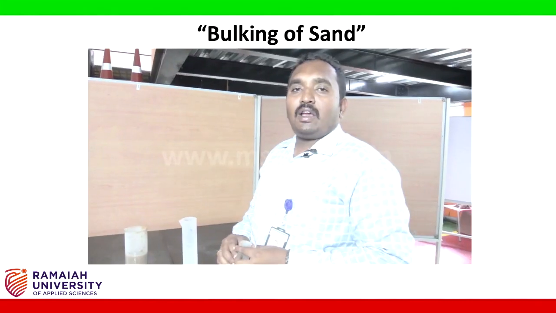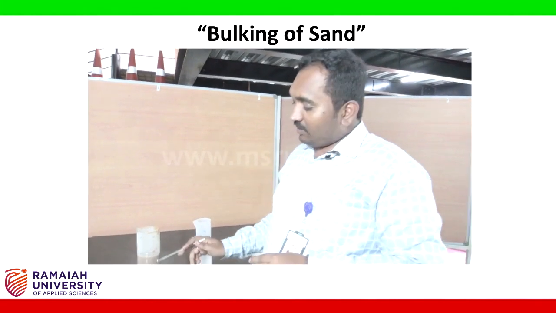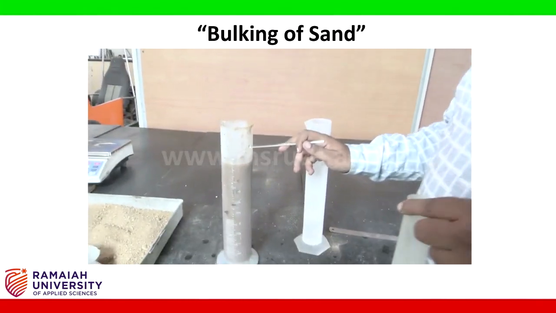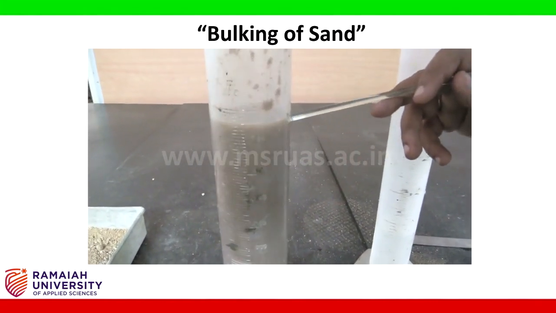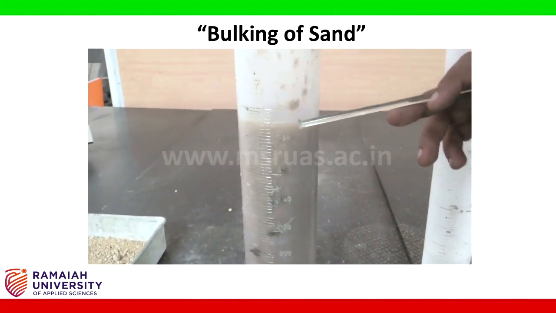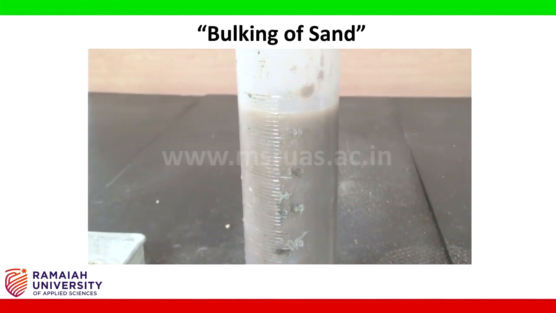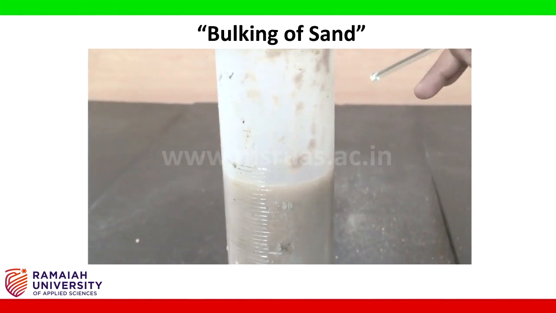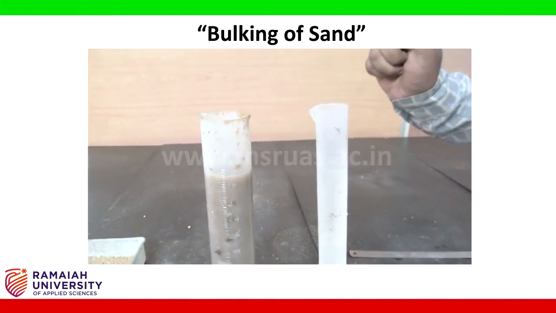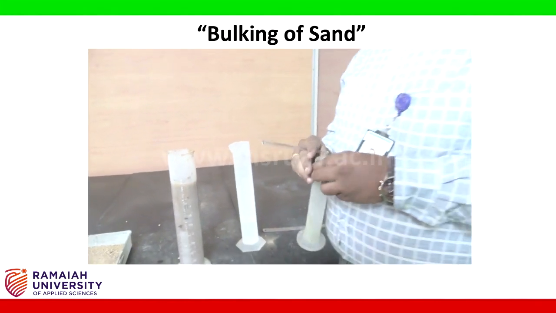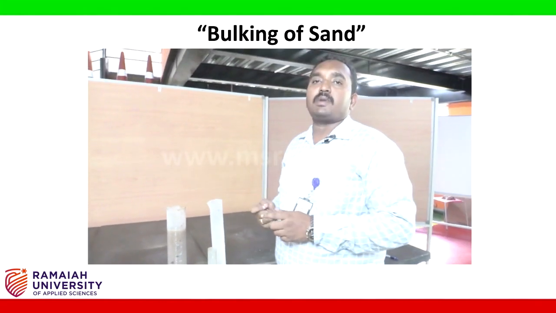Similarly, after repeating a number of trials, there will be an increase in the value. Further addition of excess water will decrease the reading. You plot the graph of height versus the percentage of water added. From the graph, you are going to get the optimum bulking as well as the optimum water content for that particular bulking. This completes the bulking of sand experiment.